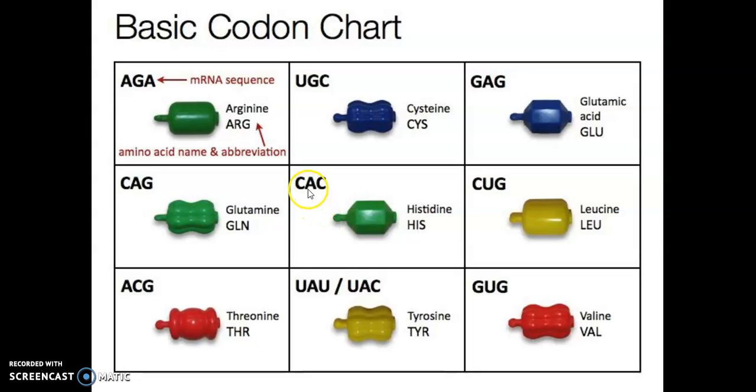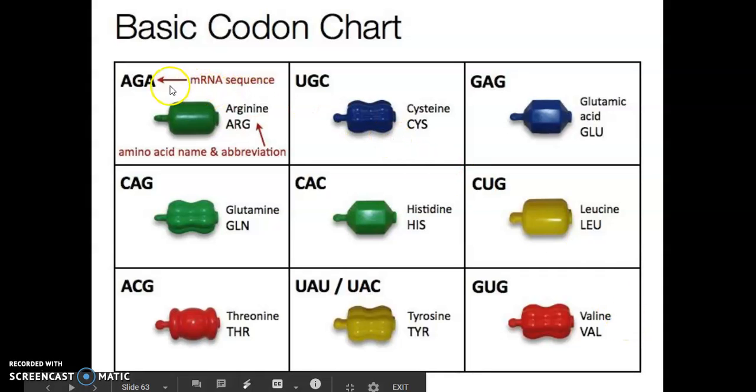If the ribosomes get the code CAC, then they're going to make the amino acid histidine. If they get CUG, they're going to make leucine. If they get ACG, they're going to make threonine. If they get UAU or UAC, they're going to make tyrosine. And if they get GUG, they're going to make valine.